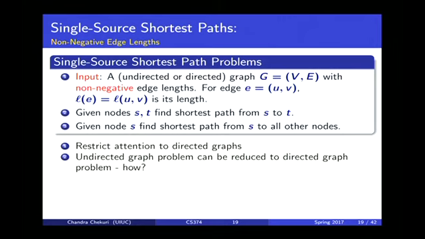Okay. So we'll restrict attention to directed graphs for simplicity, because we don't want to cover both directed and undirected all the time. We can reduce the undirected graph problem to the directed graph problem. How? How do you reduce the shortest path problem in undirected graphs to the directed graph problem?